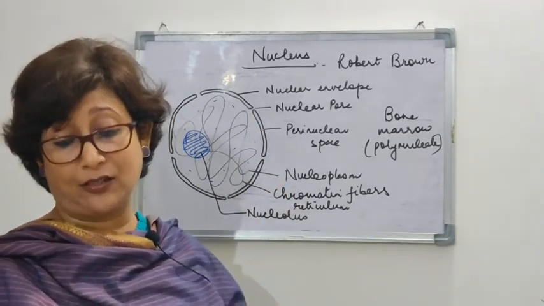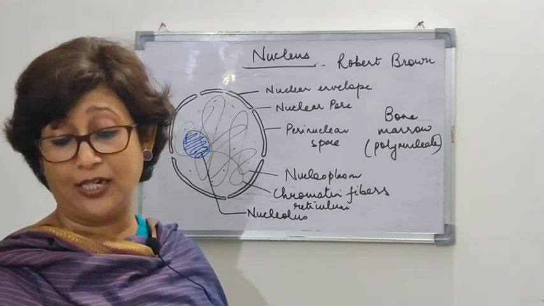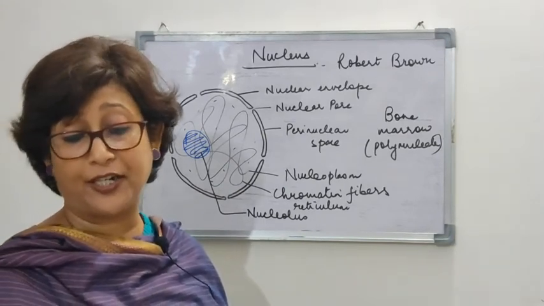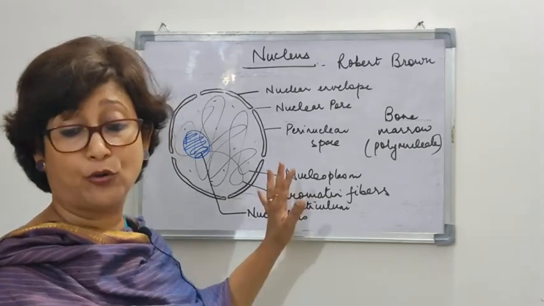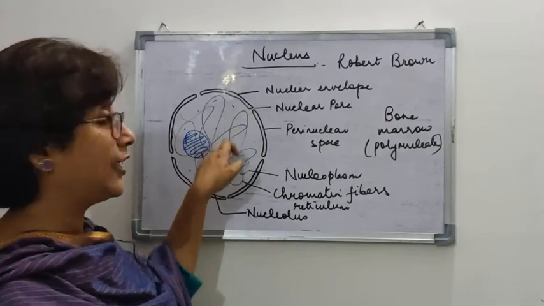Then the nucleus also stores the genetic information. Since chromatin is a part of the nucleus, it possesses all the genetic information that is required for the growth and development of the organism, right? This chromatin is actually the DNA.